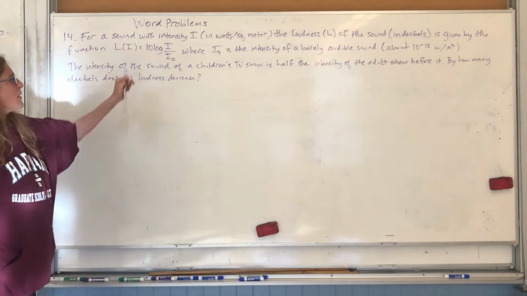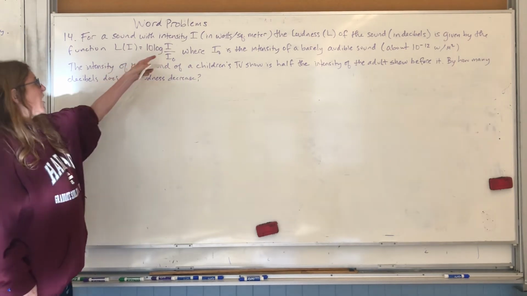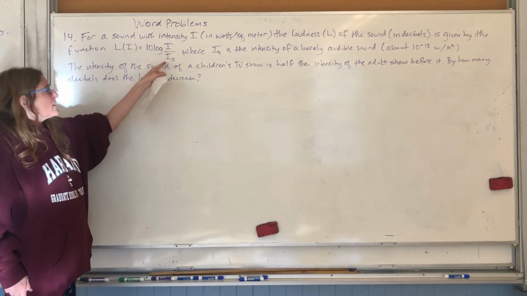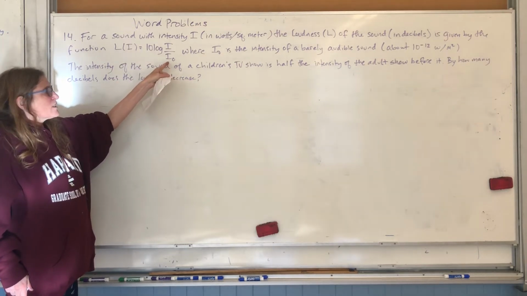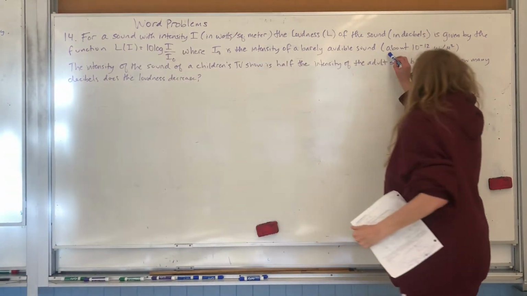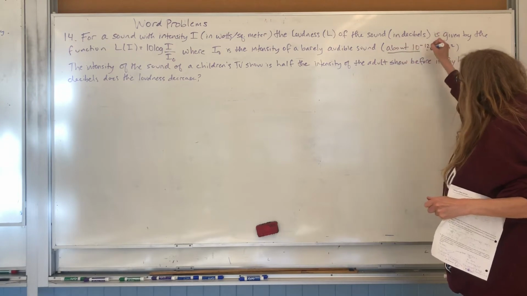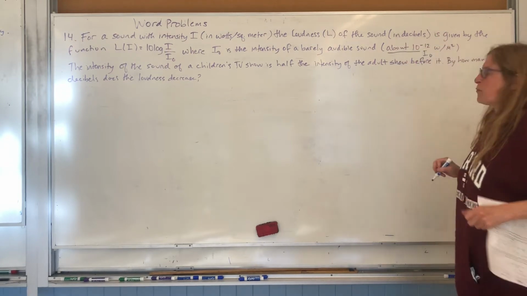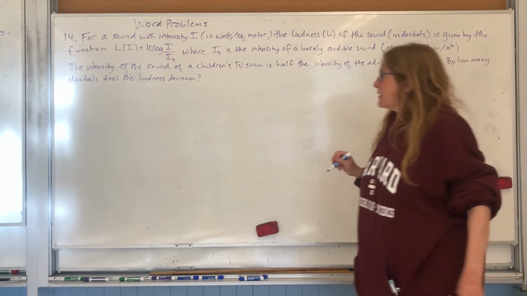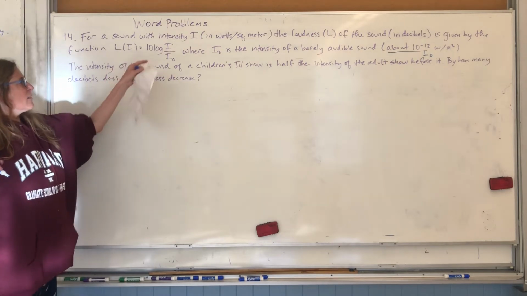So this problem is about sound intensity. We've got two variables here. We have I for intensity and L for loudness. This I sub O, even though it looks like a variable, is actually given to us. They say that I sub O is about 10 to the negative 12 watts per square meter. So here, I'm really only looking at two variables, L and I.